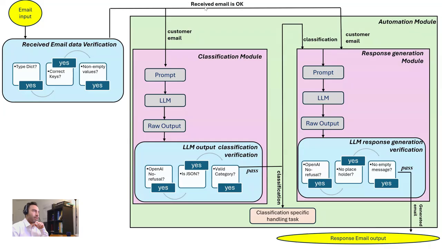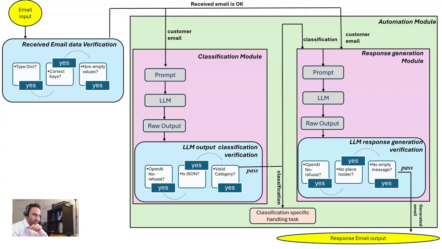Also, if the input received email is okay, we pass it to the response generation module. We also pass the classification output of the classification module to the response generation module. With this information, we create the prompt, pass it to the LLM, and again get the raw output. We check the raw output of the response generation module, and if everything passes, we output the automated response email.